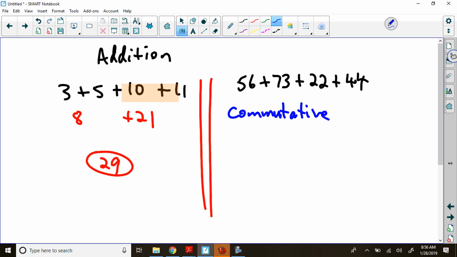C-O-M-M-U-T-A-T-I-V-E. It's not the "commun"-tative property, there's no N in it. In Northeast Ohio, we have sinus trouble. We say, commutative property. It's the commutative property.